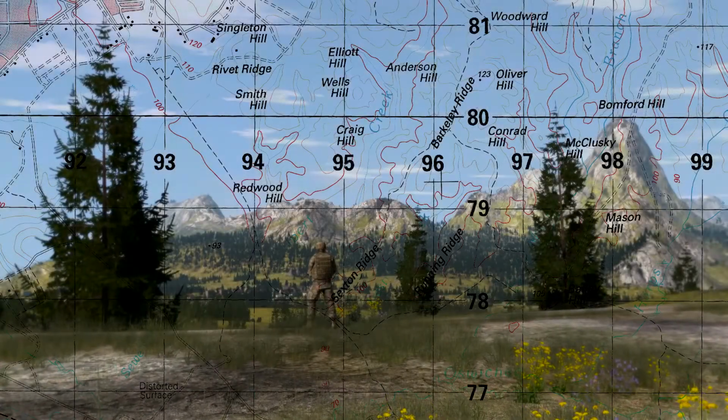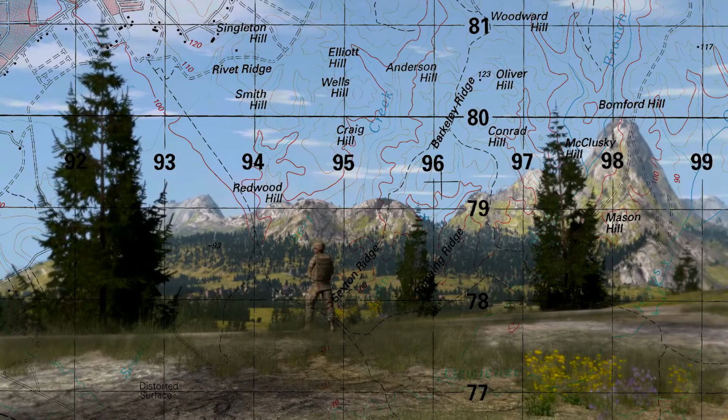Return to this video often to ensure you have mastered the major, minor, and supplementary classifications for terrain features.